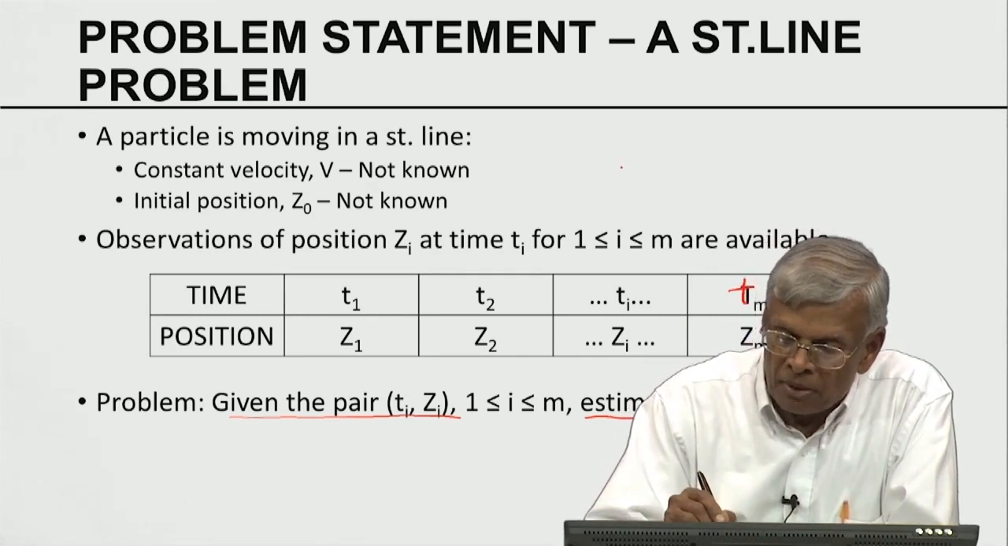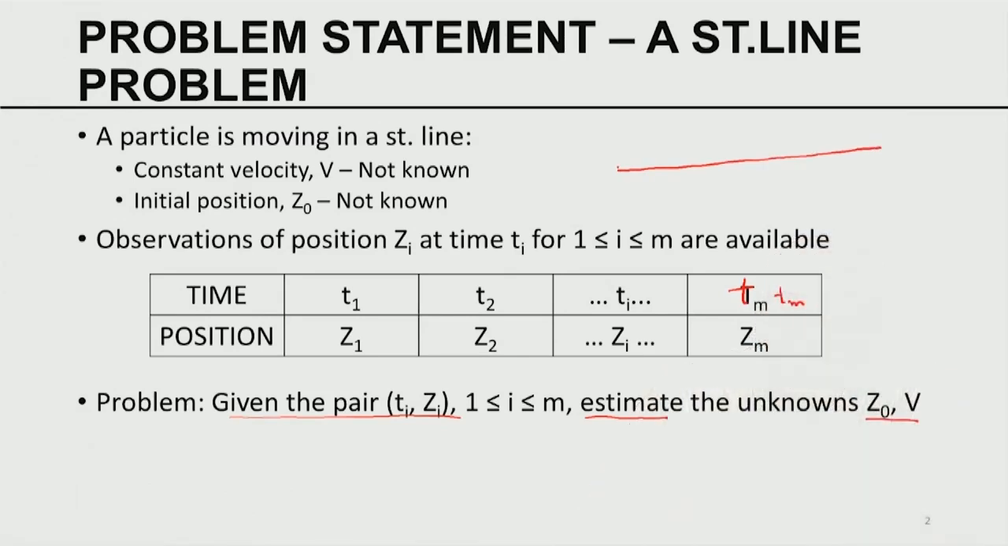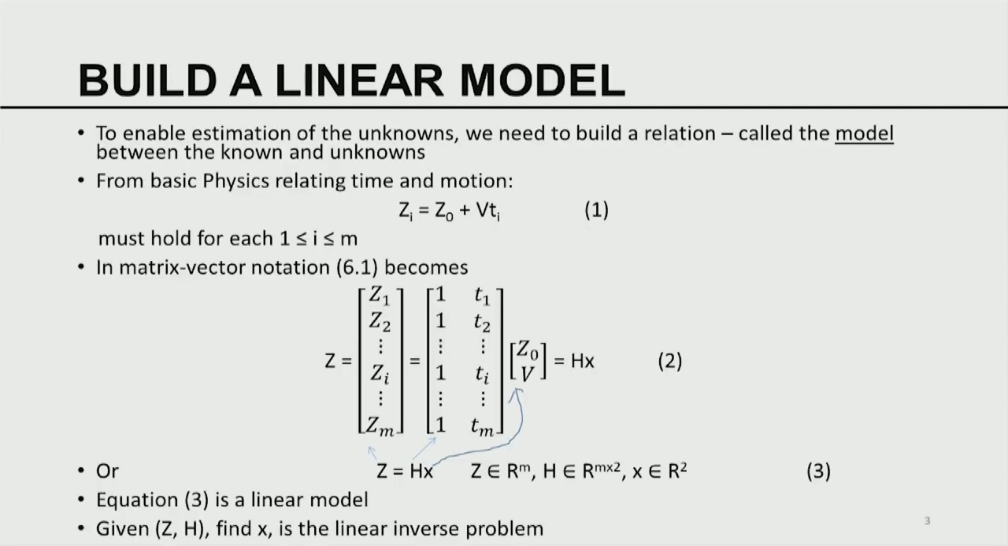So, you can conjure up the particle is like this, it is moving in a straight line, it started at the position z naught, it is traveling at the velocity v, this is z1, this is z2, this is zi, this is zm, at times t1, t2, ti, tm. We can only observe the position of the particle at various times. We do not know the velocity, we do not know the position it started. We would like to be able to estimate the velocity and the position knowing a bunch of m observations. That is the problem. Why is this called an inverse problem? Let us talk about it in a moment.